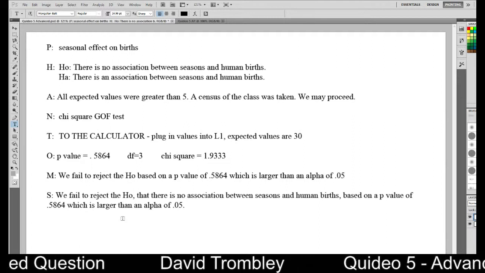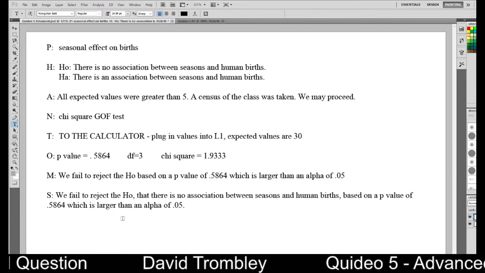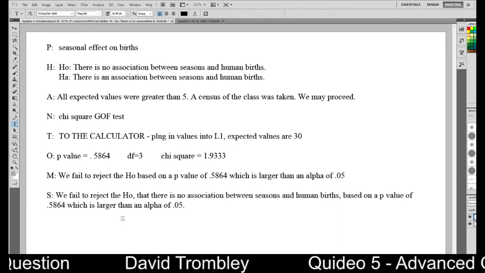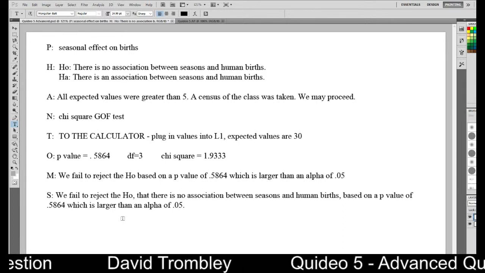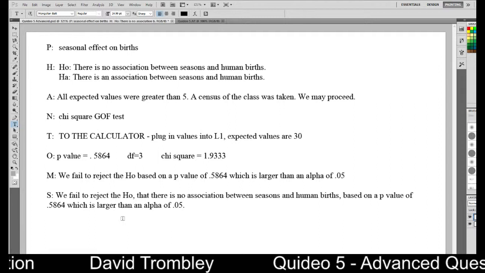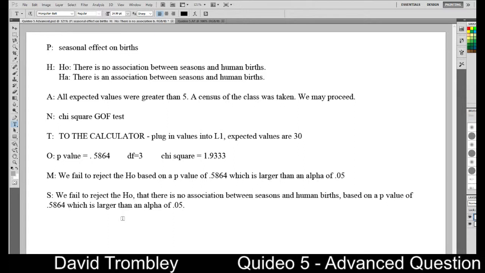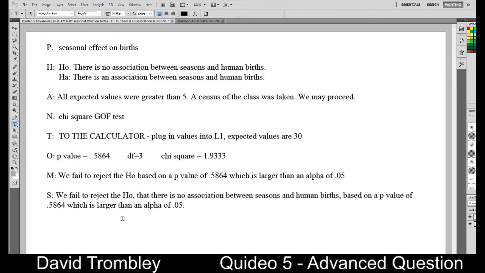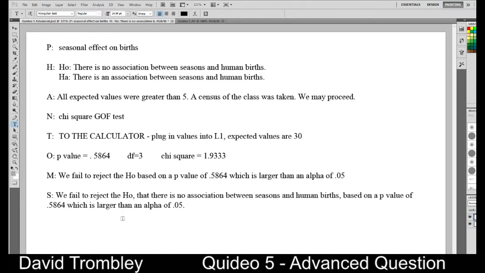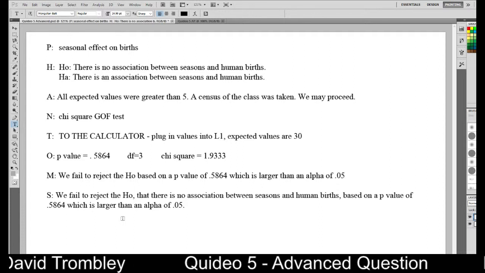And then for our test statistic, we move to the calculator and we plug in our four values given into L1, and then our expected values are all 30 because we would expect equal numbers of children to be born in each season. Well, 120 divided by 4 for the 4 seasons is 30.